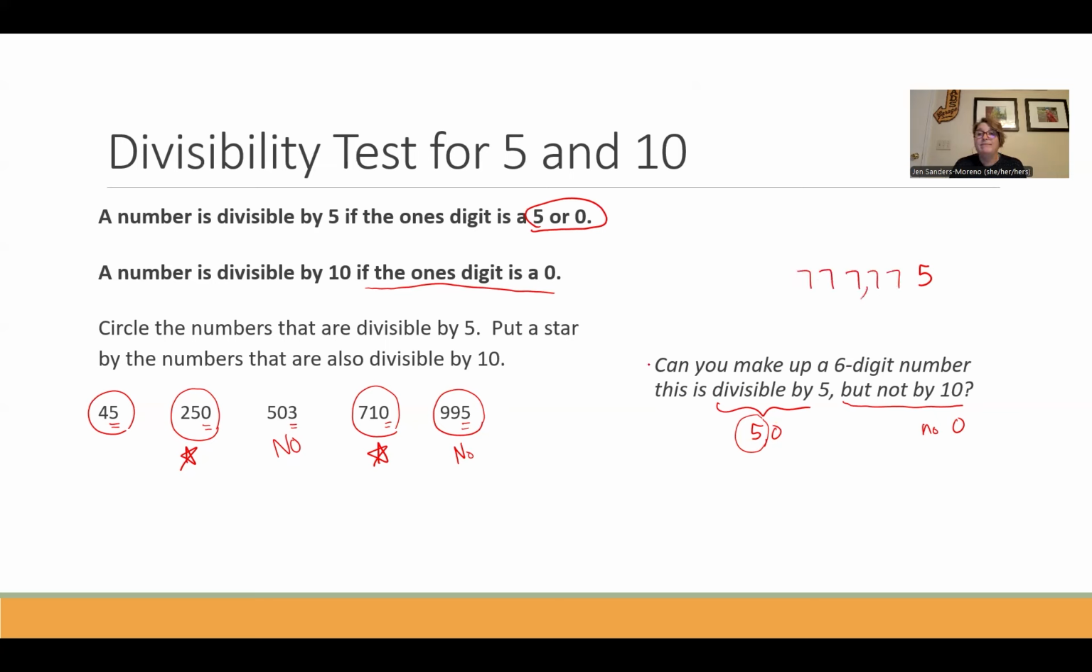Yep. Sure. You could go 9, 8, 7, 6, 4, and then 5. All we really care about is that that last digit's a 5. You could also just do a string of 5s. The main thing is that that one digit needs to be a 5.